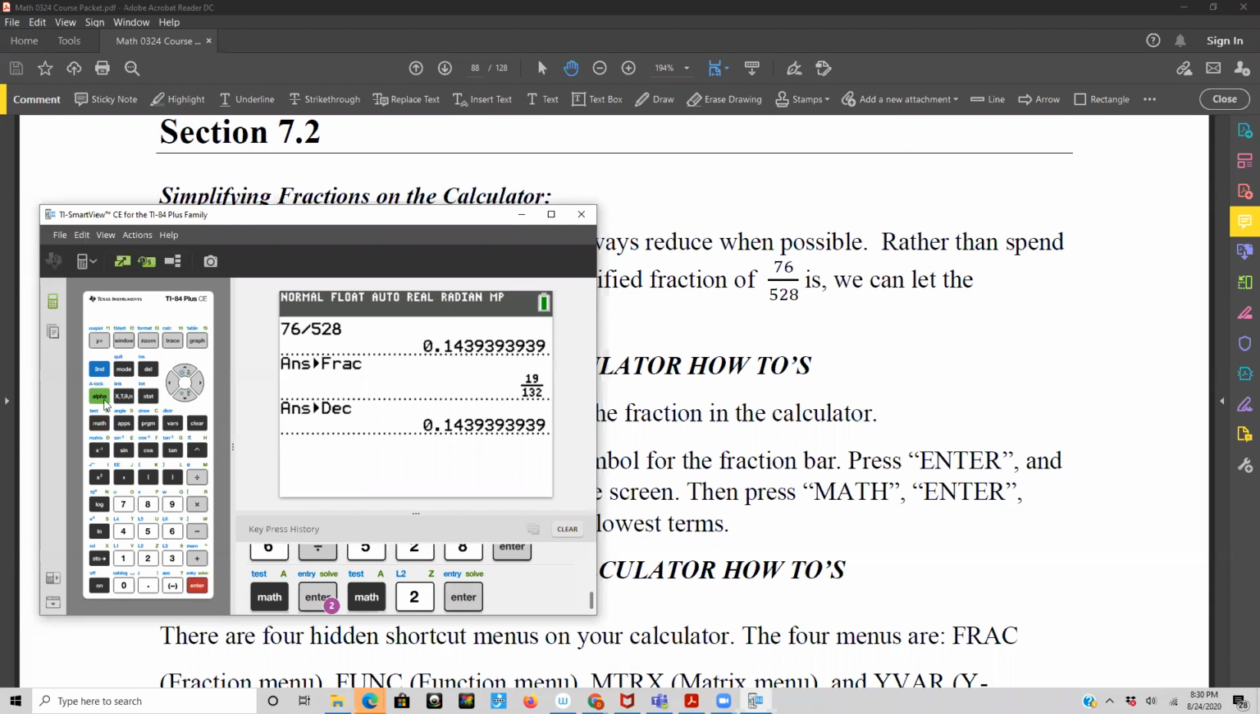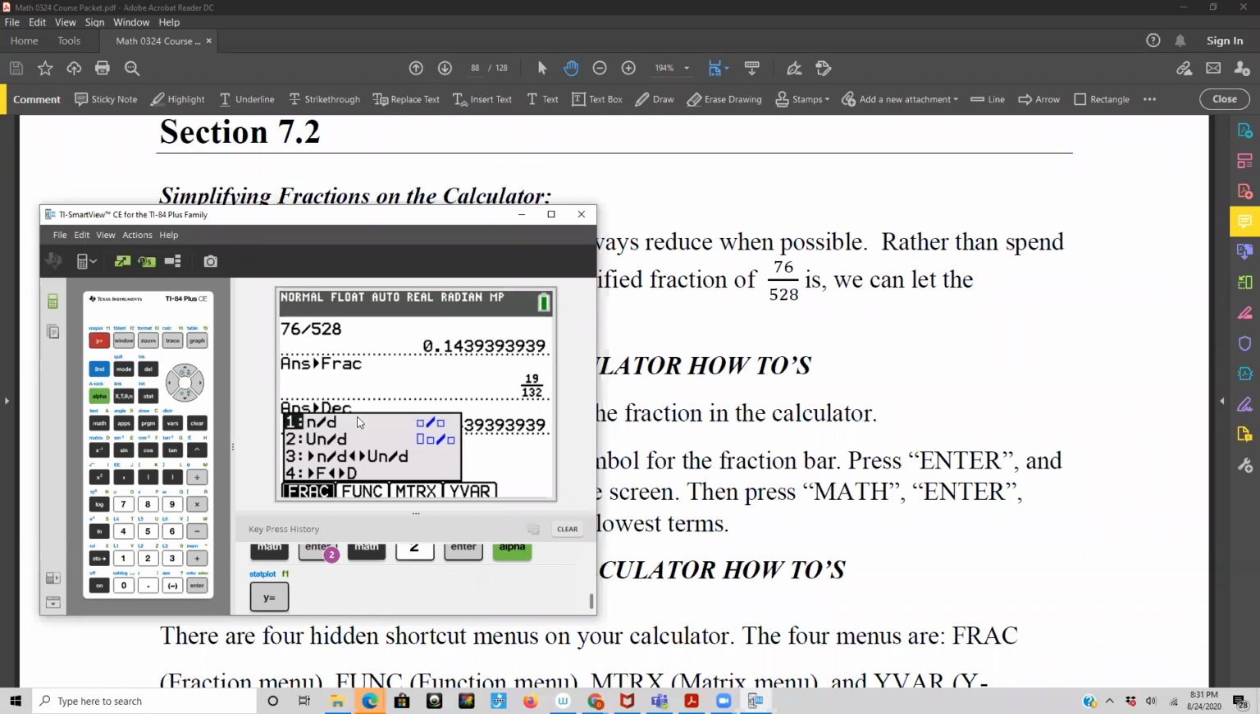The 83 and the 84 work the same with this. But the 84 has a nice button: if you press alpha, then F1 (the Y= button), it should have an N over D. If it doesn't have an N over D, you probably don't have the latest operating system, and if you have a smart friend, they can help you update that. If you want to bring your calculator to me, when you're in class, I can update it.